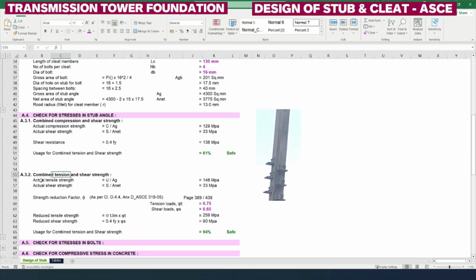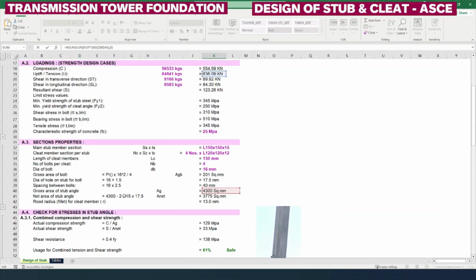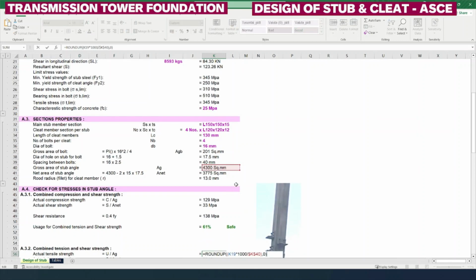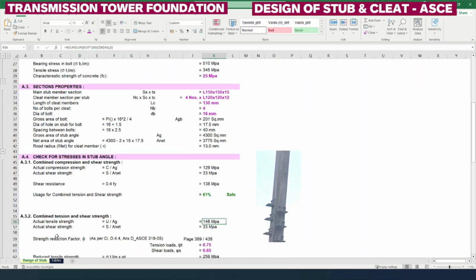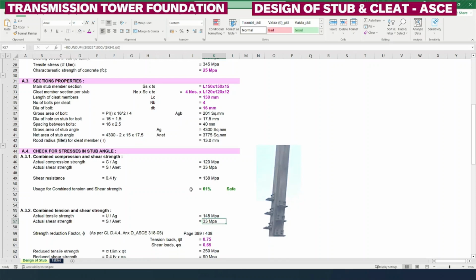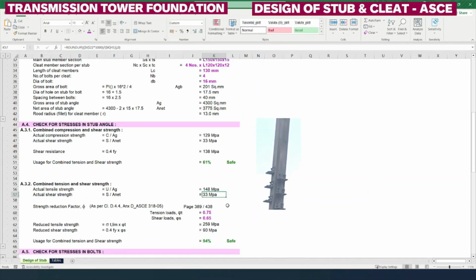So next one is combined tension and shear strength we need to check. In that, the actual tensile strength is U divided by AG. U is nothing but the uplift force which we had extracted from the structure. And as usual, the gross area of the stub is 4300. Actual shear strength is the same as we calculated in combined compression and shear strength, which is 33 megapascal.